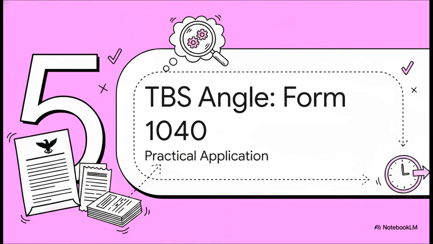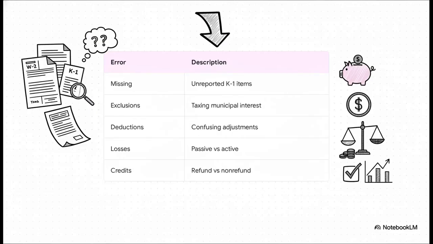Section 5, TBS Angle, Form 1040. Let's talk about practical application. In a task-based simulation, you're going to be reviewing a draft tax return alongside supporting documents, things like W-2s, K-1s, and client emails. You are essentially hunting for specific errors made by a junior preparer.